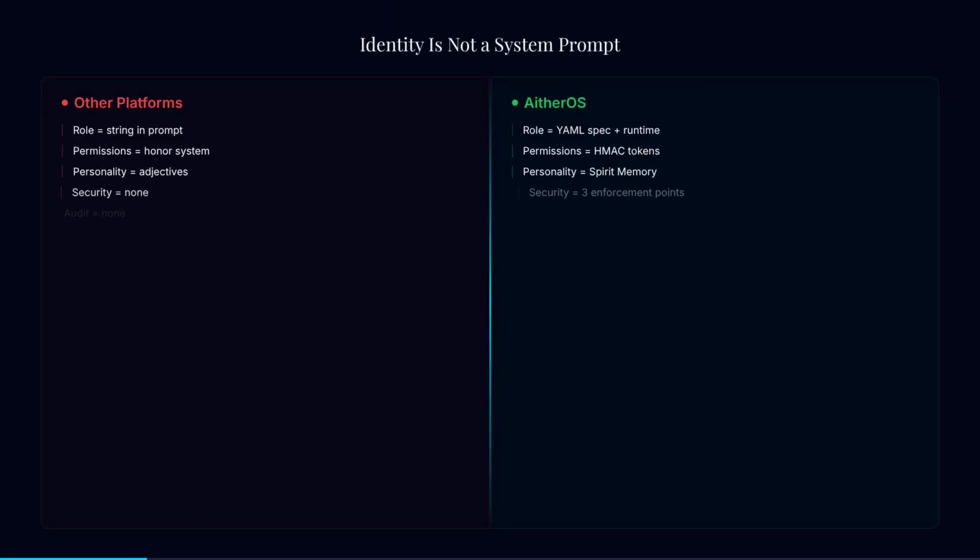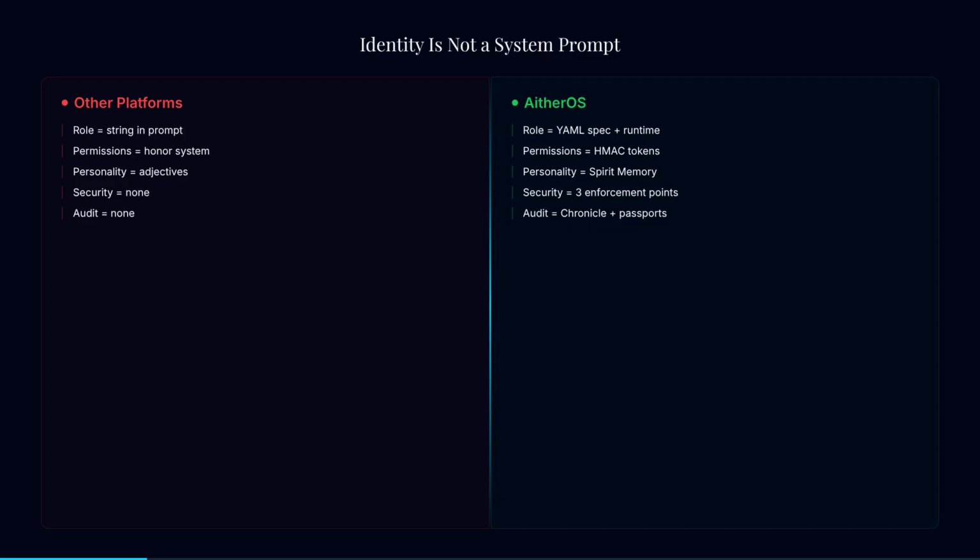Identity is not a system prompt. Let me make the distinction sharp. On the left, other platforms: a role is a string you pass to the LLM. Permissions are an honor system. Personality is a few adjectives in the system prompt. Security is none. Audit trail is none.